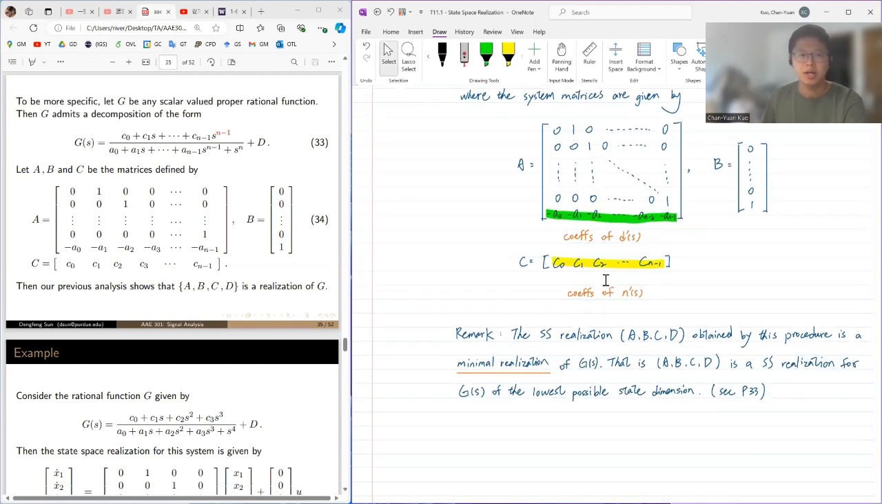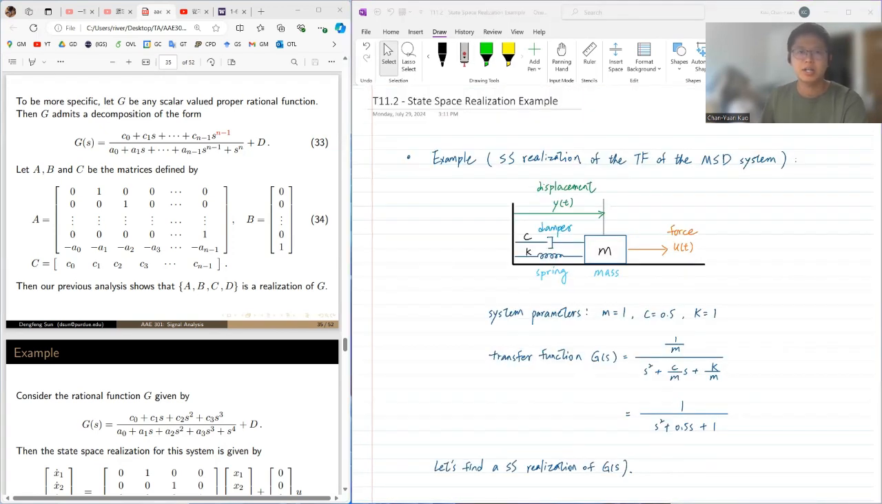In addition, the state space realization A B C D obtained by this procedure is a minimal realization of G of s. If you want to know more about this, you can refer to page 33 of the slides. Now let's practice what we've learned with an example. Specifically, let's derive a state space realization of the transfer function of the mass spring damper system we've seen earlier.